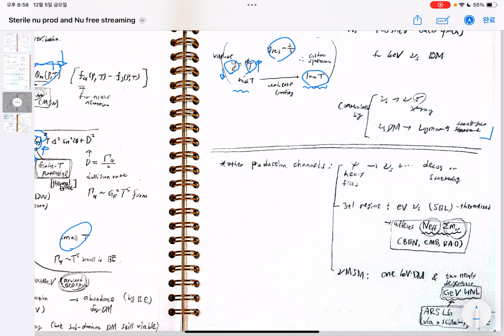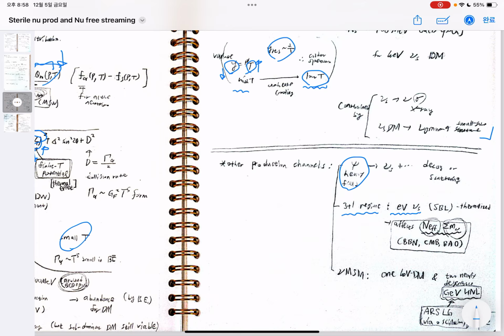Also, there are other production channels. If we add an additional particle like a heavy field, then the decays or the scattering of this new heavy particle can produce the sterile neutrino. And also we can adopt the electron volt sterile neutrino, the so-called 3+1 regime, to explain several anomalies in neutrino experiments.